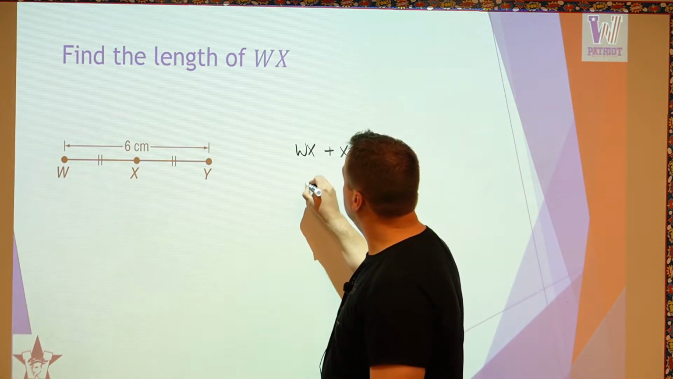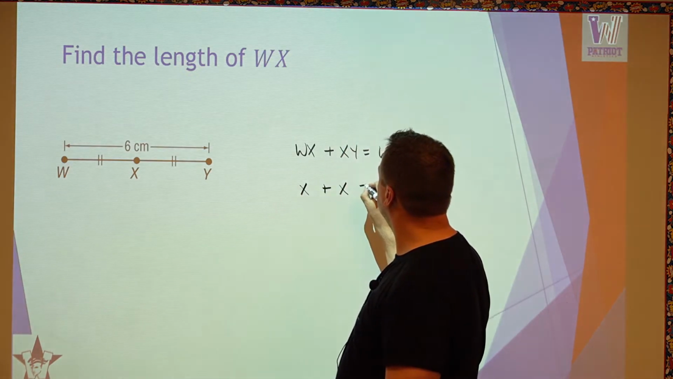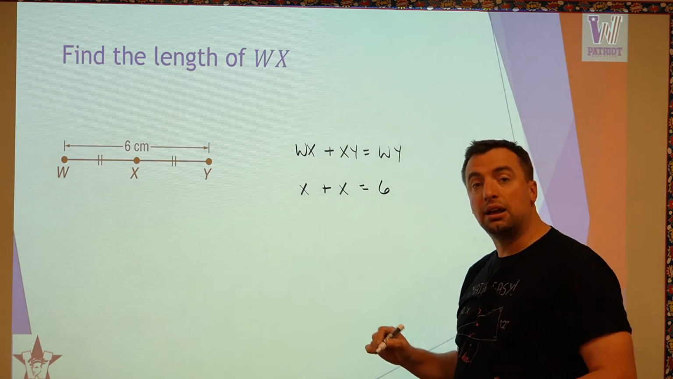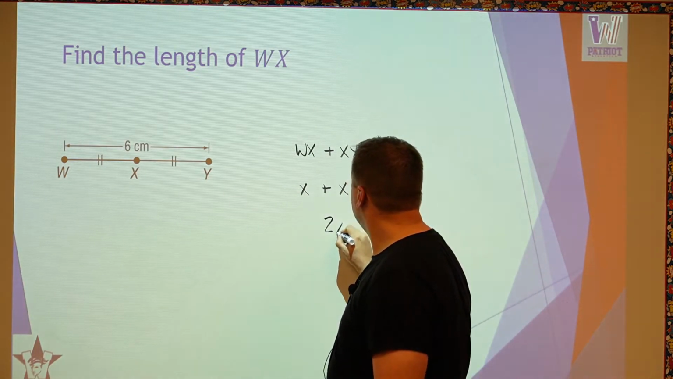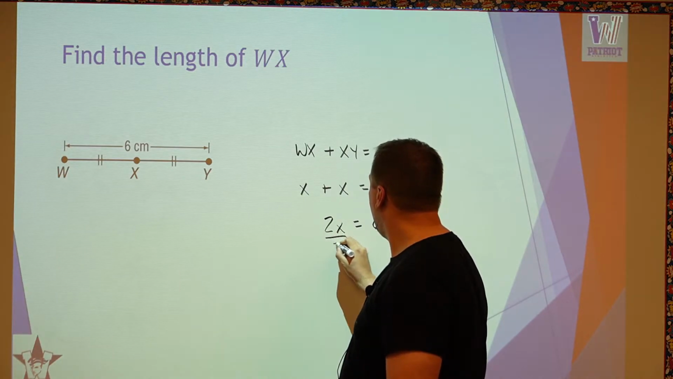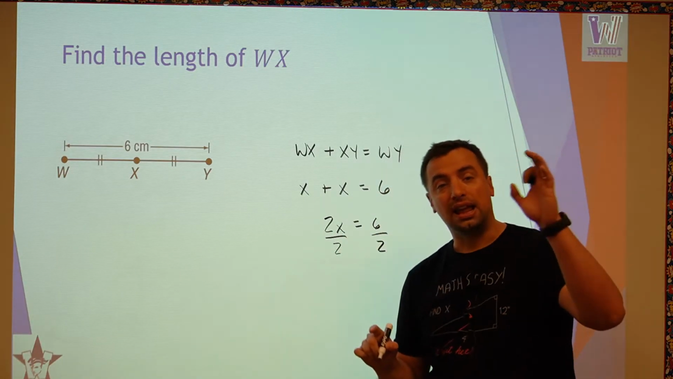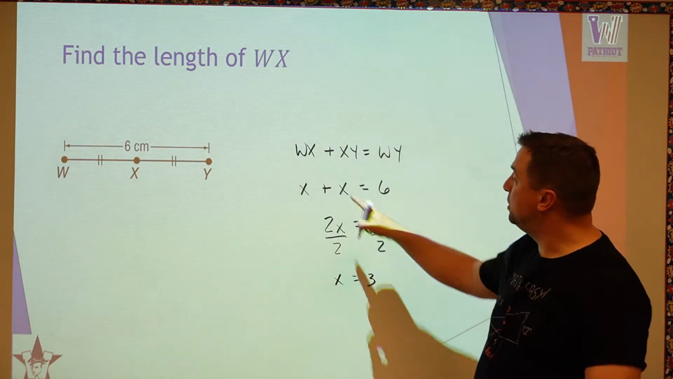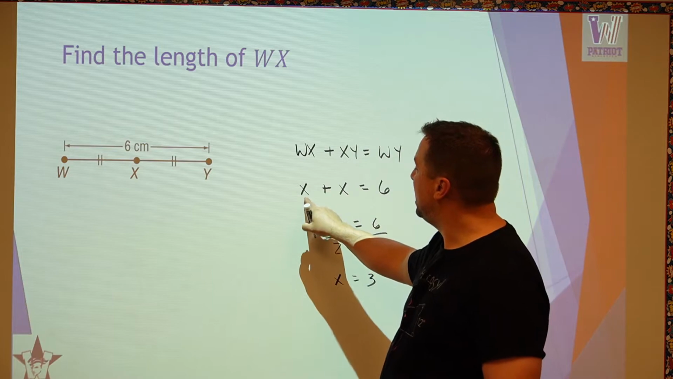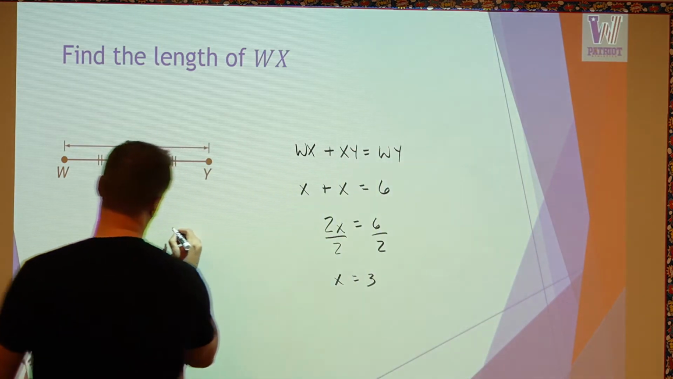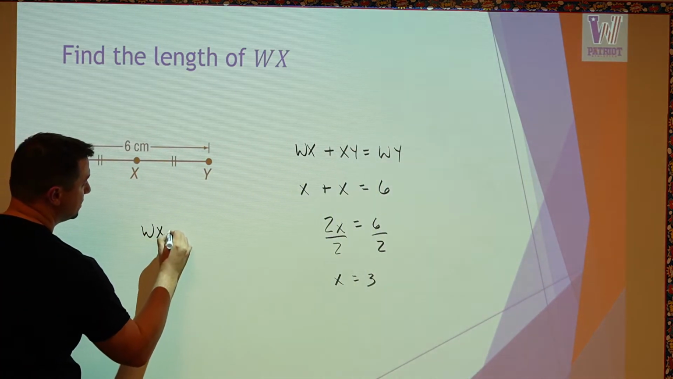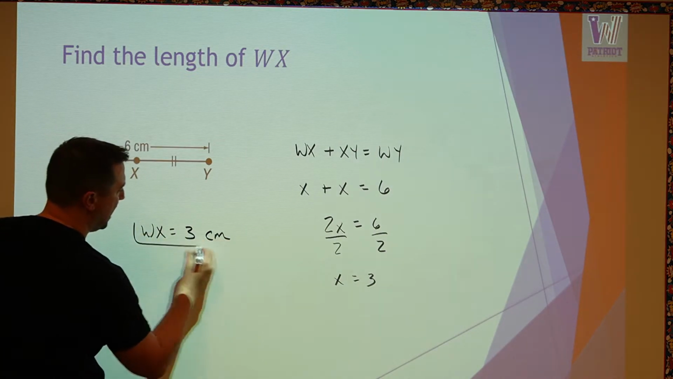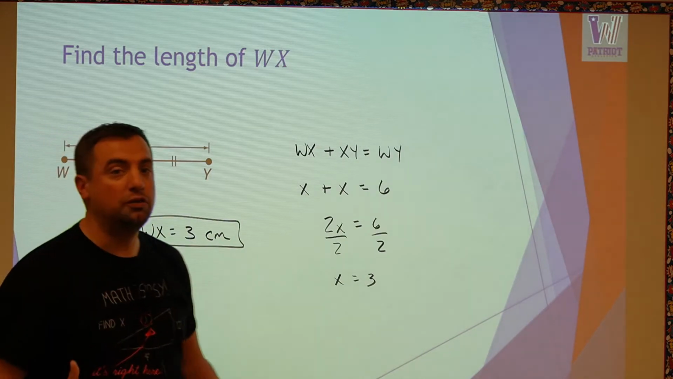But we also know that WX and XY are equal to each other. So let's make them both X, since that's what we're solving for. And then WY is 6. Combine our like terms, this becomes 2X equals 6, divide by 2, and we know that X is going to equal 3. So now we can answer the question, because we said that X represents WX. So I'm just going to write here that WX equals 3 centimeters. Absolutely. And now we've just solved our next problem.